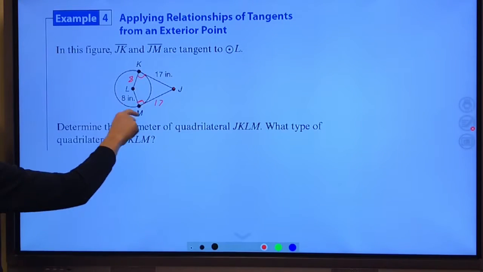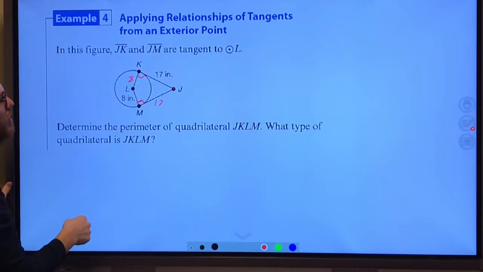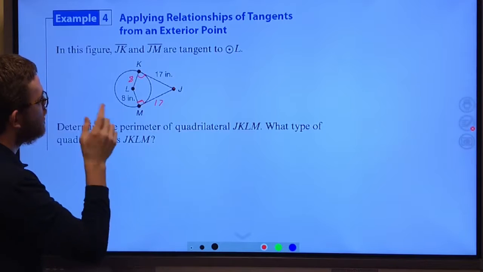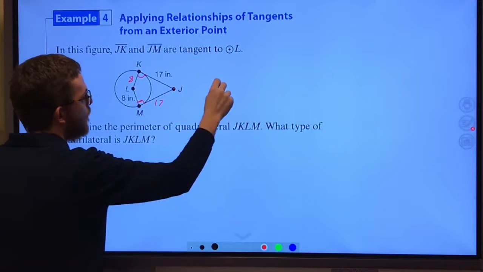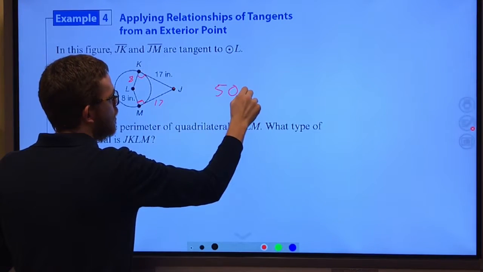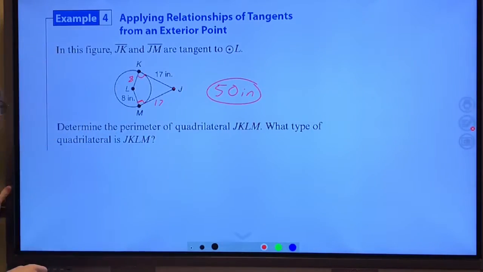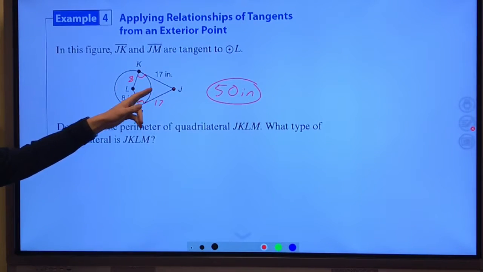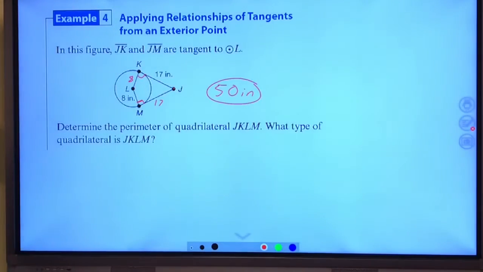So we add up all four sides. That would be 16 plus 17 is 33 plus another 17. The perimeter comes out to be 50 inches. It says, what type of quadrilateral is JKLM? Well, it's not a parallelogram. Notice that we have two congruent sides. We have another two congruent sides. Those are consecutive congruent sides.